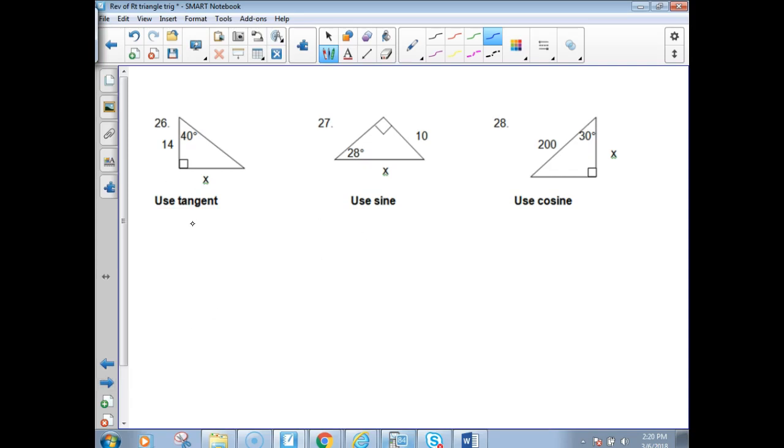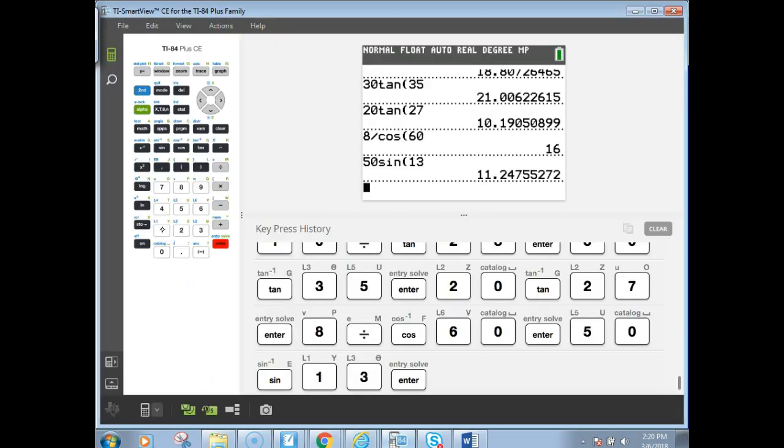Number 26 is tangent, and that's because x is on the leg opposite the 40, and you're given the adjacent leg. So tan 40 equals x over 14. So we'll type 14 tan 40 to find x. You're probably faster than me anyway.